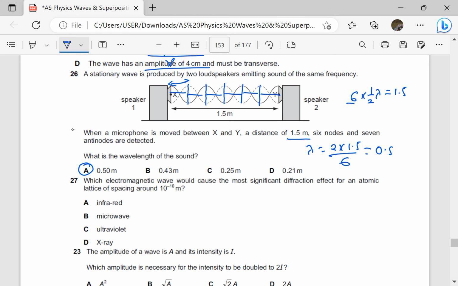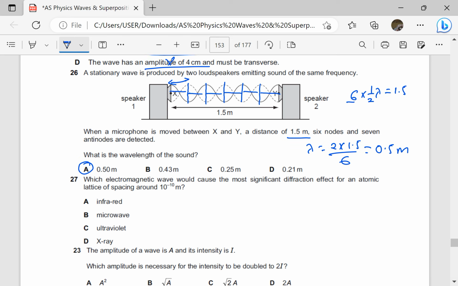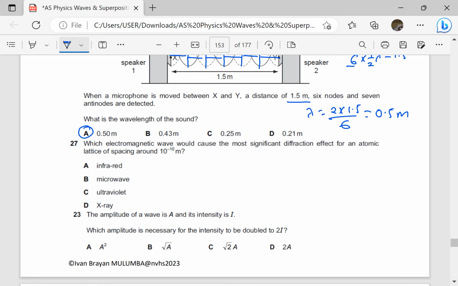This is 0.5 meters. Which electromagnetic wave would cause the most significant diffraction effect for an atomic lattice of spacing 10 power negative 10 meters? So you must look for a radiation whose wavelength is very close to that, and we know at this point that that is approximately X-rays.